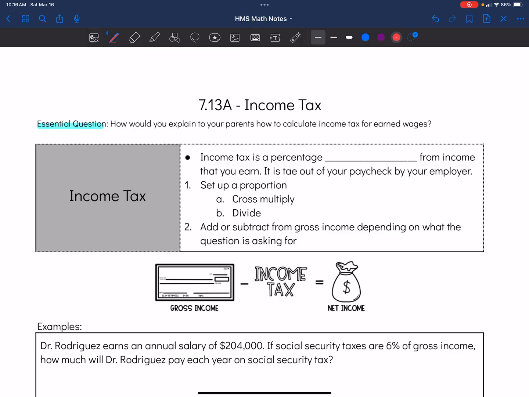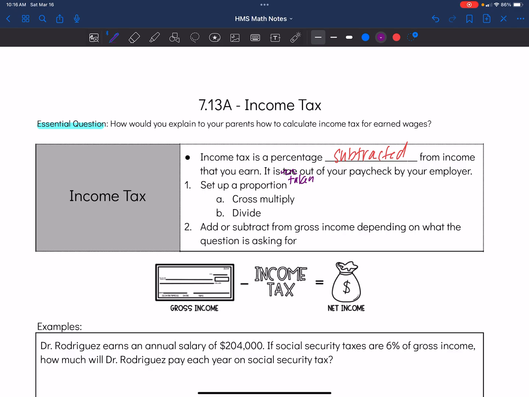Income tax is a percentage that is subtracted from the income that you earn. It is taken out of your paycheck by your employer. There are actually several typos on here, my bad, sorry guys.